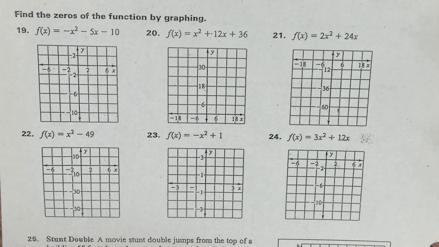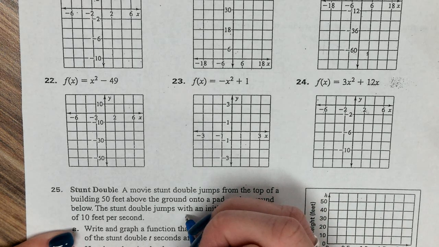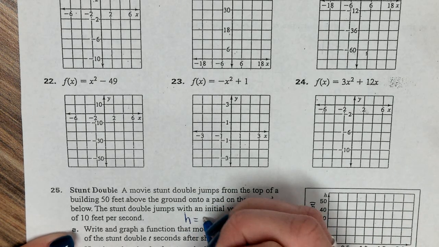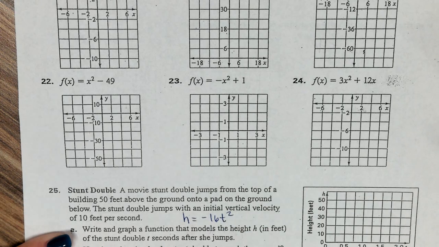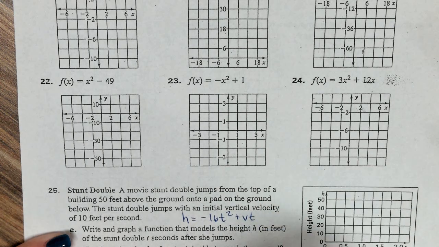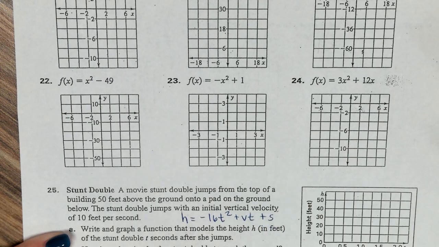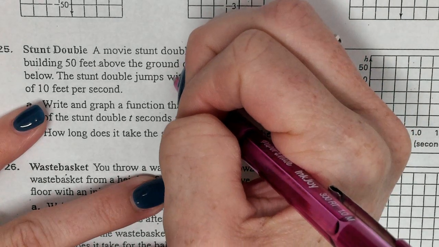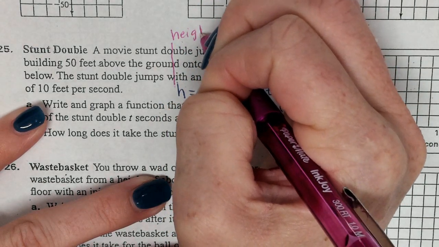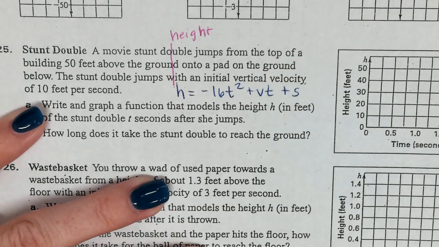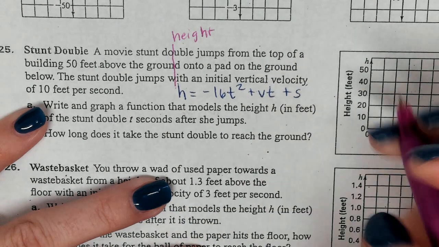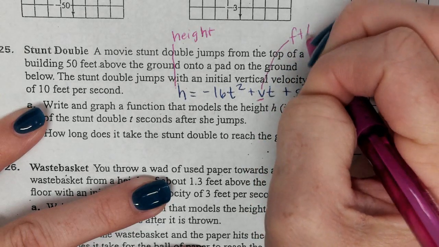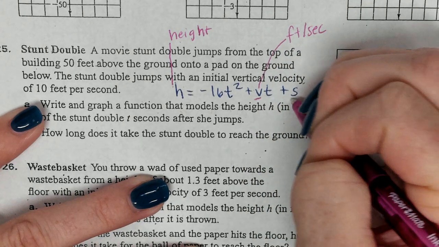But you need the vertical formula. So let me write it down for y'all. On 25, it's h equals -16 t squared plus VT. Y'all remember learning this, right? Plus S. And then we'll talk about what each part means. Remember that H is the height. V is feet per second. And the S is the starting point.